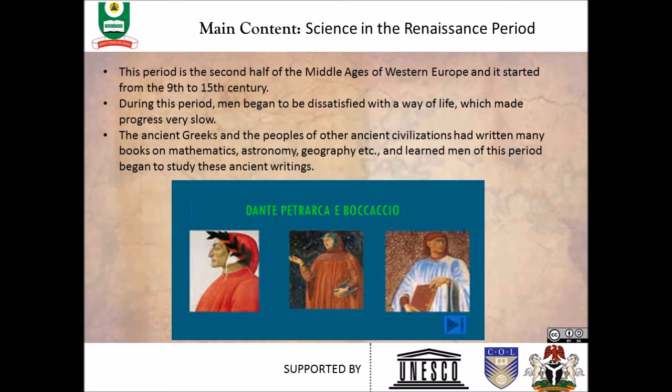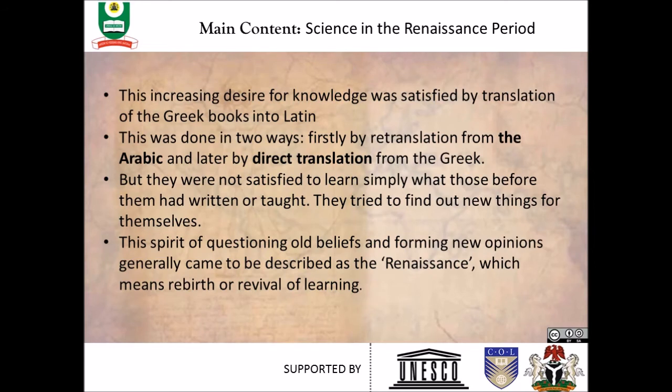The ancient Greeks and the people of other ancient civilizations had written many books on mathematics, astronomy, geography, etc. And learned men of this period began to study these ancient writings. This interesting desire for knowledge was satisfied by translation of Greek books into Latin. This was done in two ways. Firstly, by retranslation from the Arabic, and later by direct translation from the Greek.